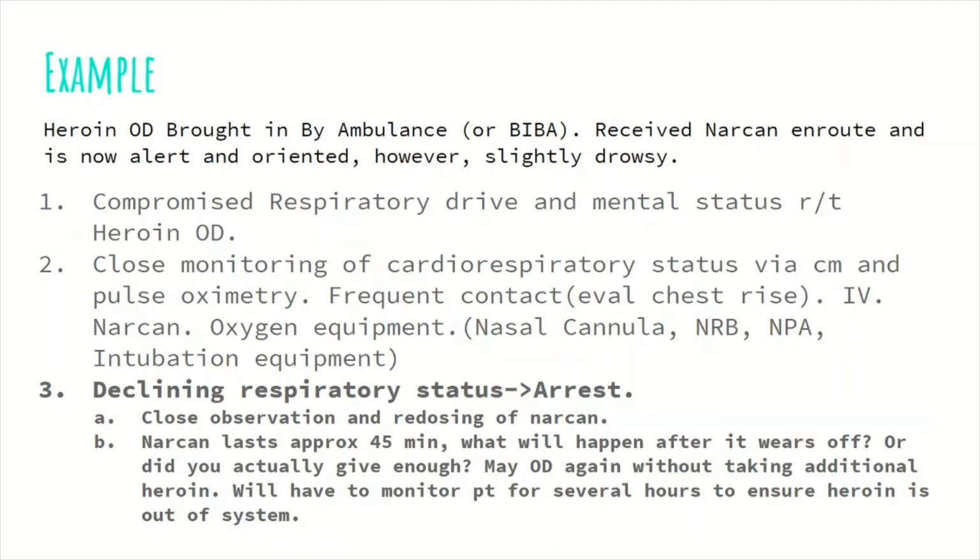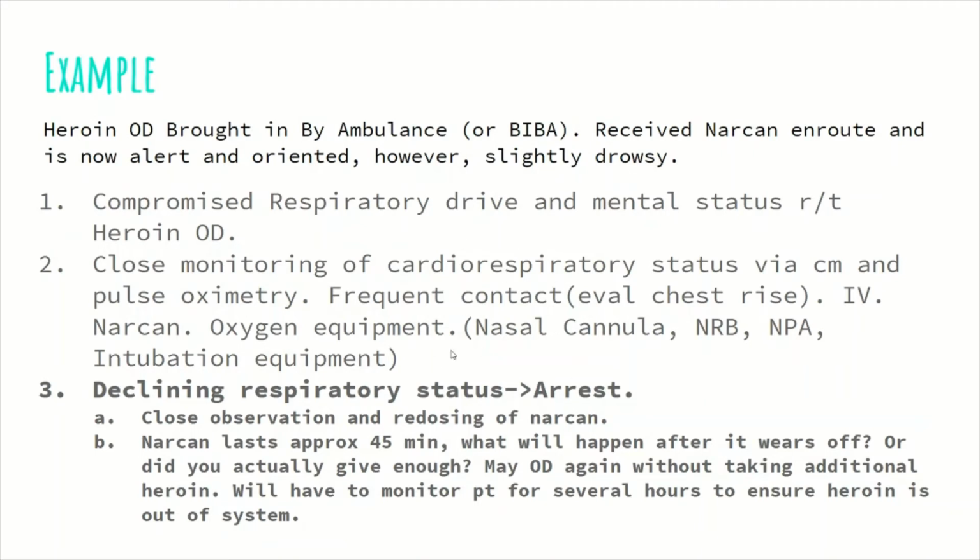So going back to the three-step model, what are we going to do for this patient? So what's the first? What is my patient's problem? Compromised respiratory drive and mental status related to heroin overdose. Second, what can I start anticipating as a nurse? So we can anticipate that we're going to require close monitoring of their respiratory status via cardiac monitor and pulse oximetry. You can even add capnography to that just to ensure close monitoring, as well as frequent contact with the patient to ensure that there's adequate chest rise and fall.